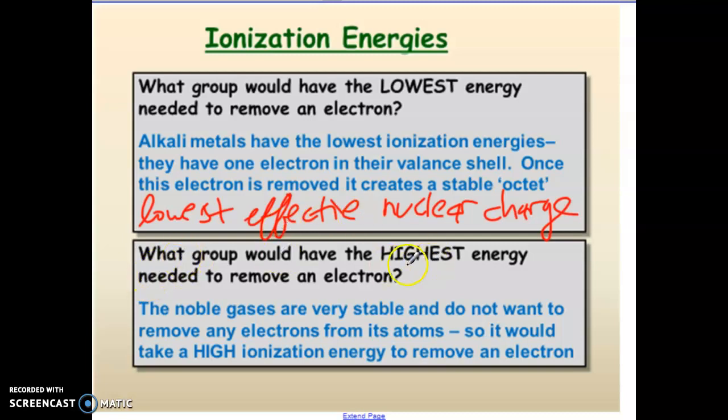Okay, so what group would have the highest energy needed? Of course, the noble gases. The noble gases already have a stable octet, and they have the highest level of the effective nuclear charge of any group on the periodic table. Meaning the nucleus of a noble gas is holding on to its valence electrons the most out of all the other groups found on the periodic table.